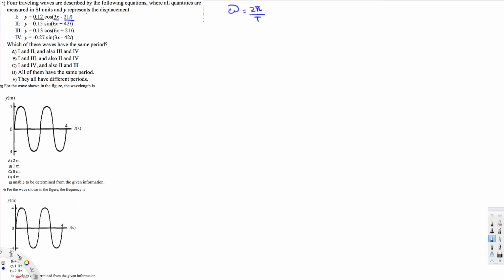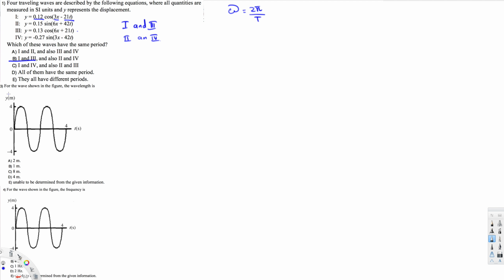If you look at this, the first one and the third one have the same omega, number 21. So we know that 1 and 3 are the same. And if you see the second one and the fourth one, same omega. So the second and fourth are the same. So the answer that matches is the second one, B. So 1 and 3 and also 2 and 4, and those are the waves that have the same period.